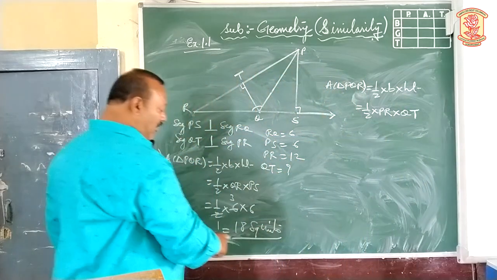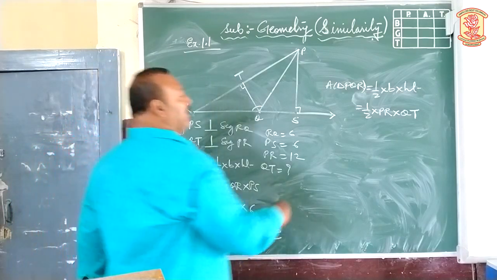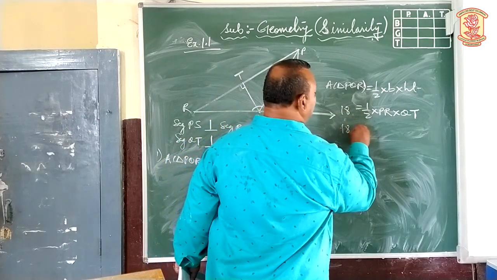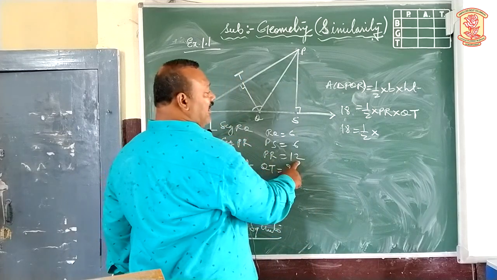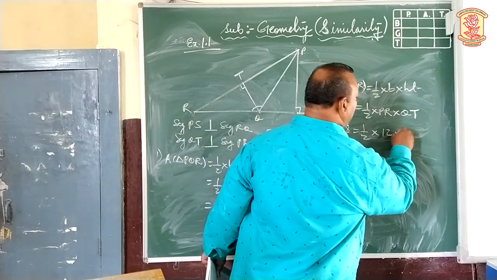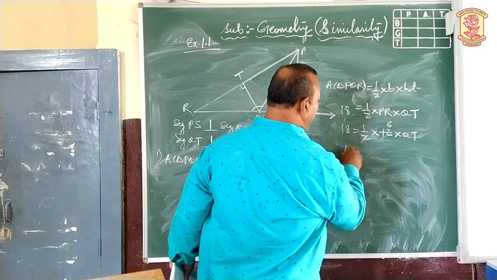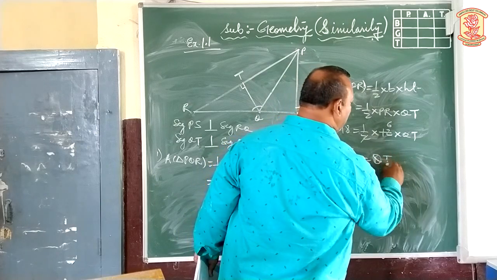Area, we already got the value of area of triangle PQR. How much did it come? 18. In place of area, I will write 18. 18 equals half into value of PR. The value of PR is already given. How much is it? 12 into value of QT. Now 2 1s are 2, 6 are. Therefore 18 divided by 6 equals the value of QT.